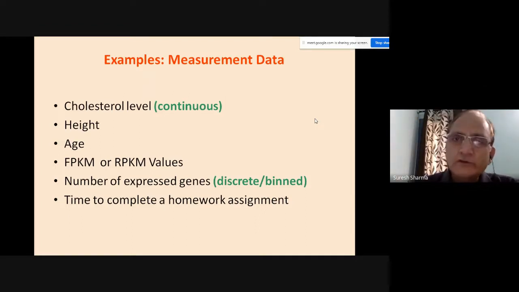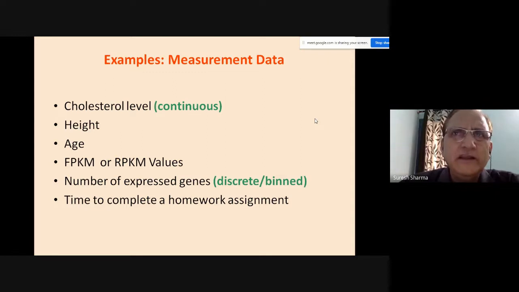And what is continuous measurement data? Continuous measurement data means it is capable of taking all values within a certain specified range. For example, if I say height, where I fix 2 ends, say height between 145 to 170 centimeters.